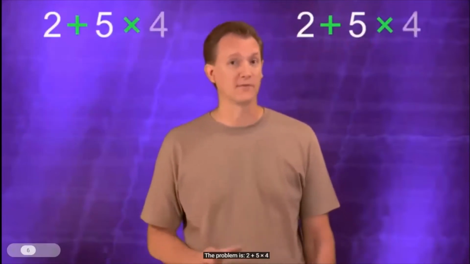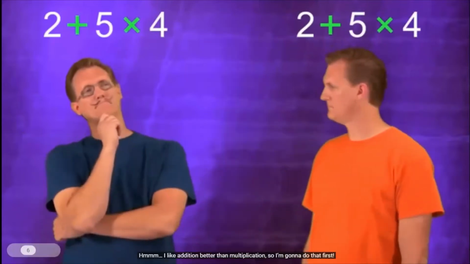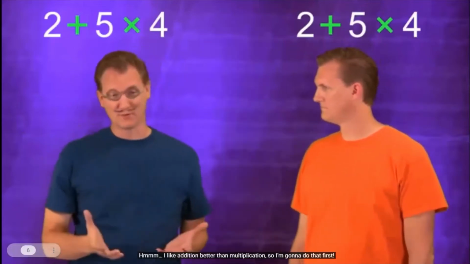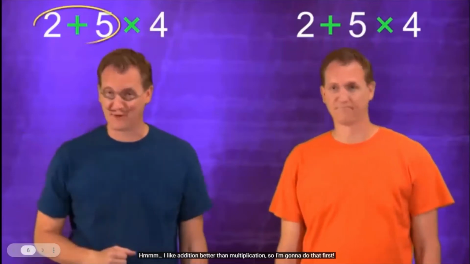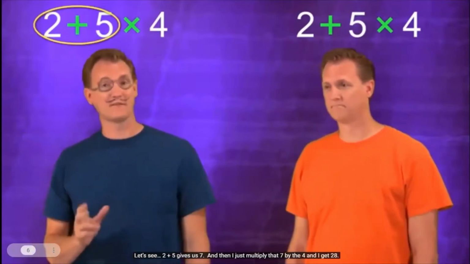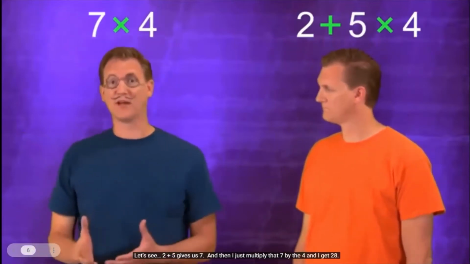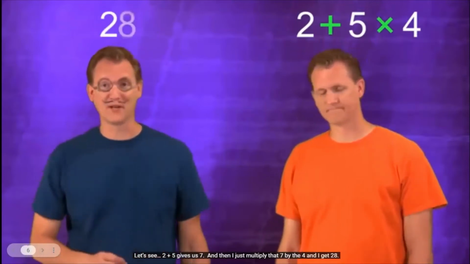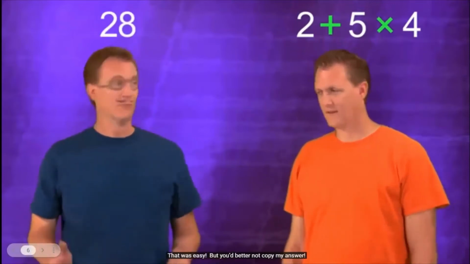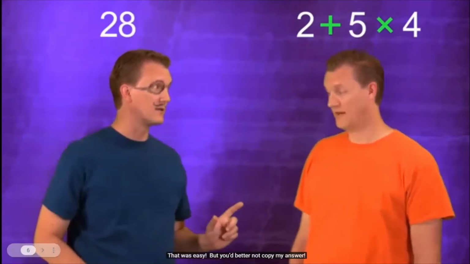Well, that's a really good question. And to answer it, we're going to give two totally different people the same math problem to solve. The problem is 2 plus 5 times 4. I like addition better than multiplication, so I'm going to do that first. Let's see, 2 plus 5 gives us 7, and then I just multiply that 7 by the 4, and I get 28. That was easy, but you'd better not copy my answer.